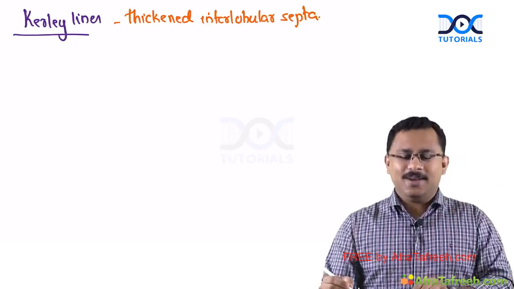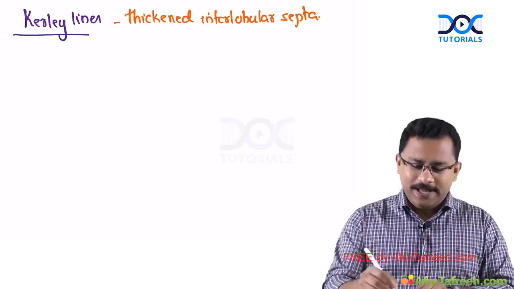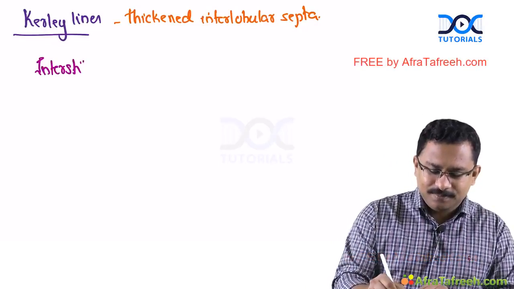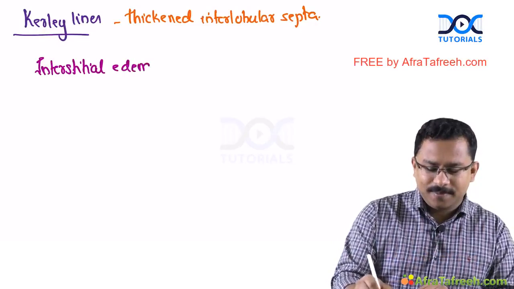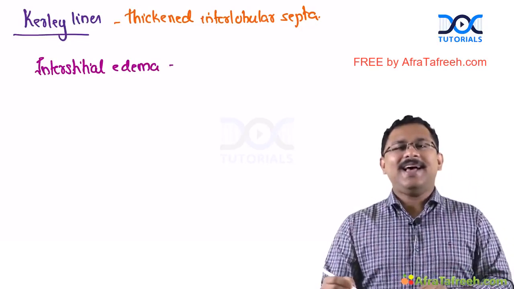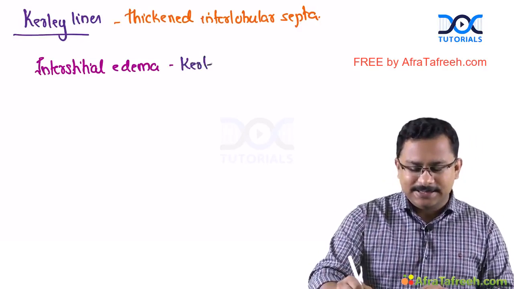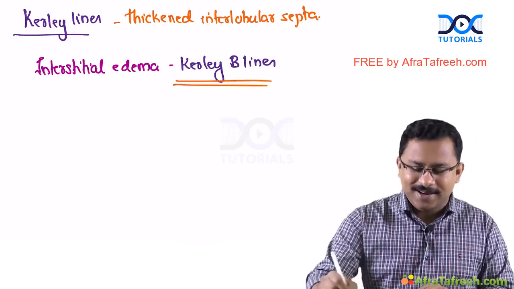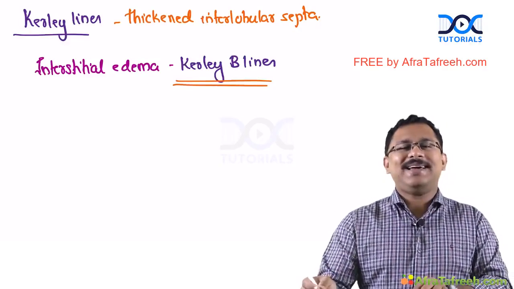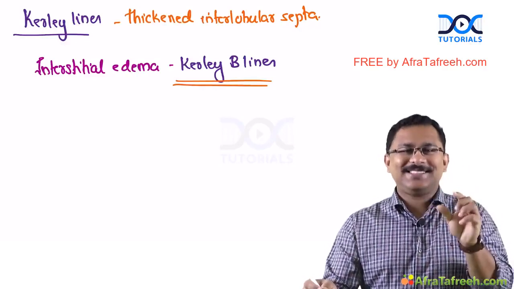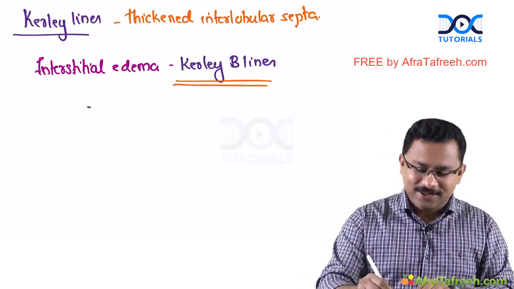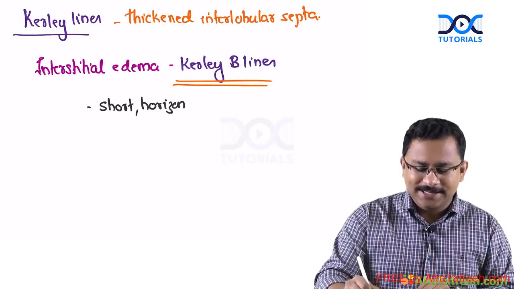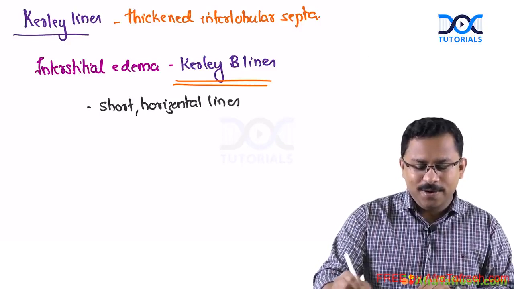Let's see them. Well, in case of mitral stenosis, when the patient goes on to develop interstitial edema, the patient first can have development of curly B lines. Okay, and what are these curly B lines? Curly B lines are actually short horizontal lines. Okay, it's very important to know about curly B lines.